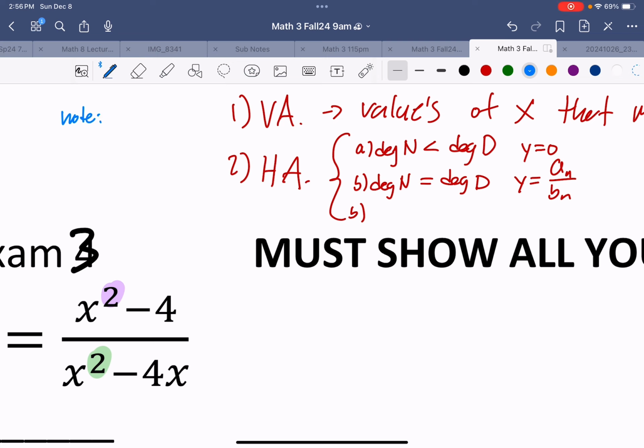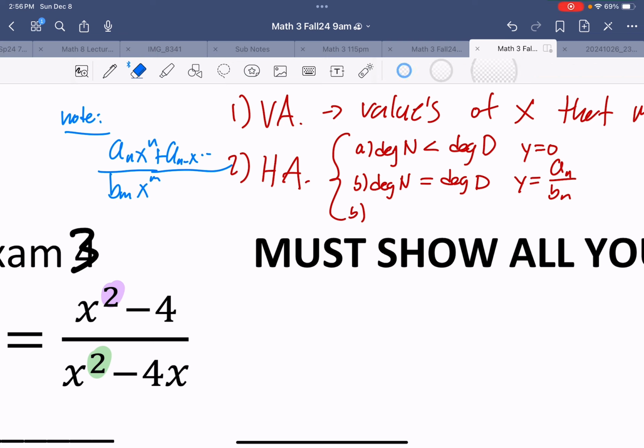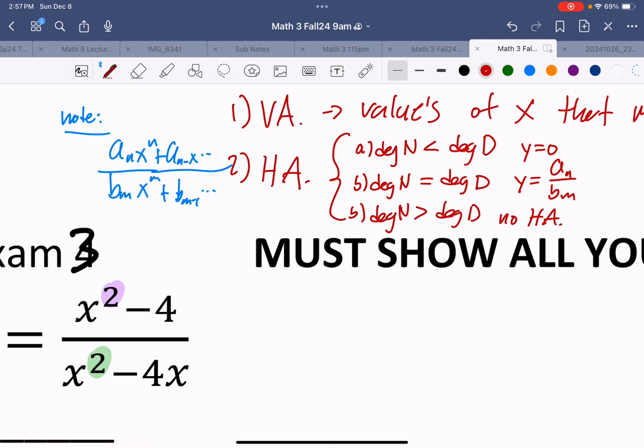I'll make a quick note here. For the rational function, it was a sub n x to the n, plus a sub n minus 1, and you kept writing it, and it was b sub m x to the m, plus b sub m minus 1, and so on. So when I say a sub n over b sub m, I'm talking about the leading coefficients. And then the last case was if the degree of the numerator was bigger than the degree of the denominator, there was no horizontal asymptote.